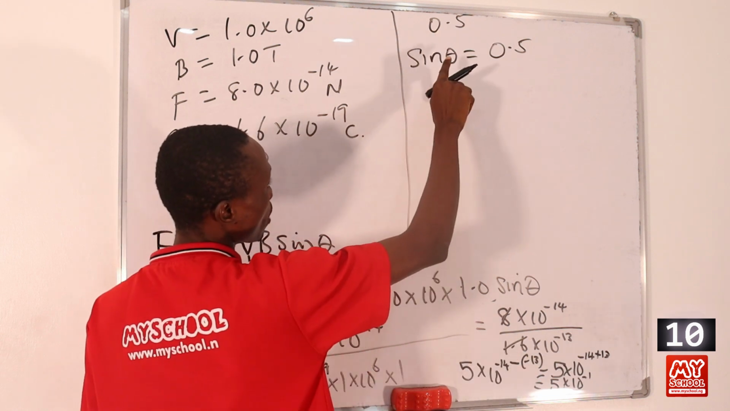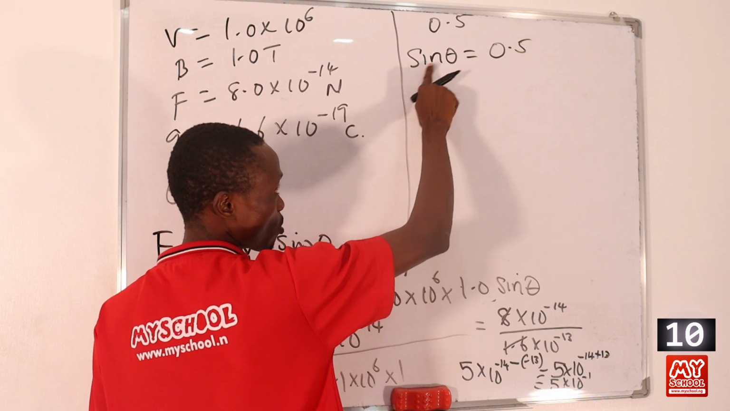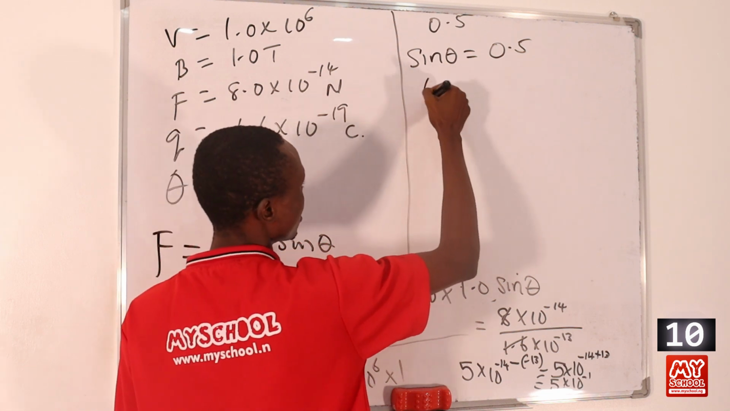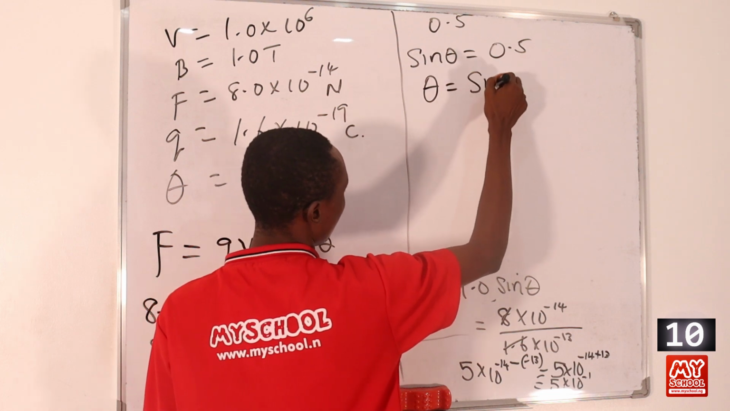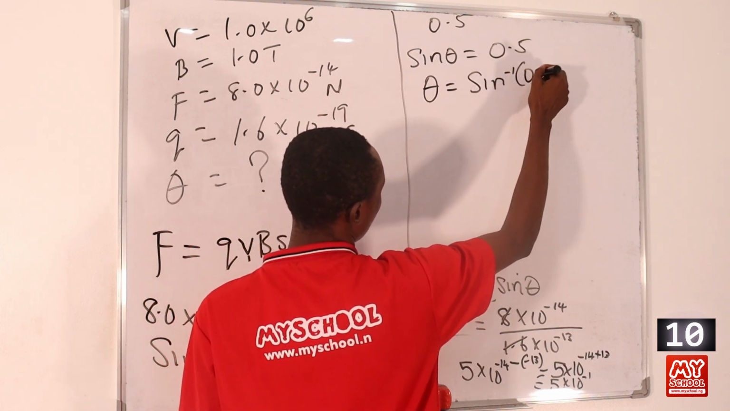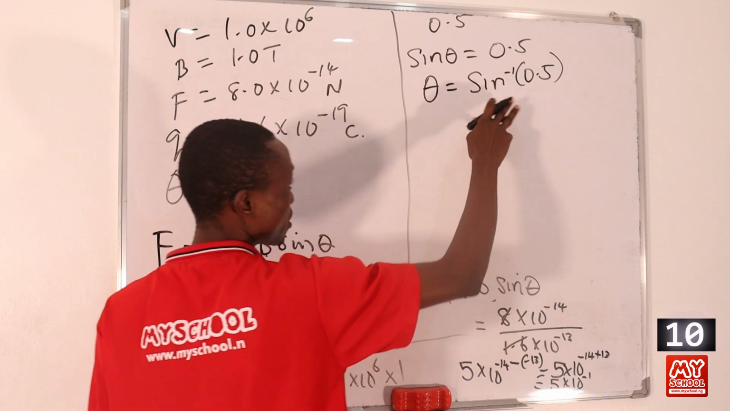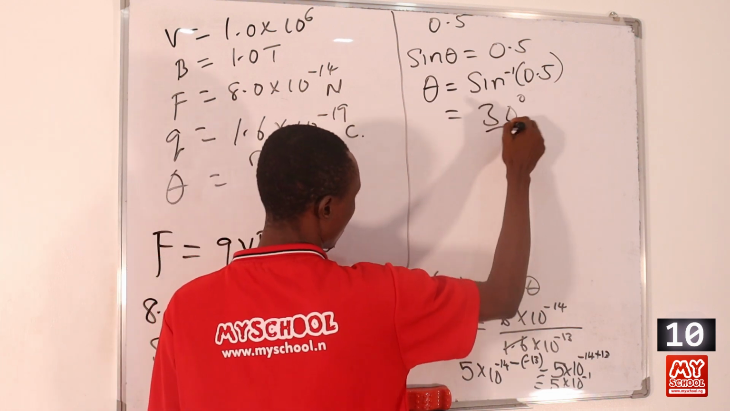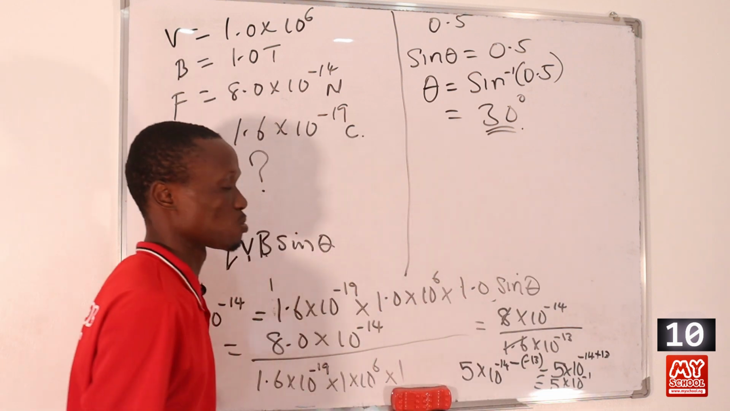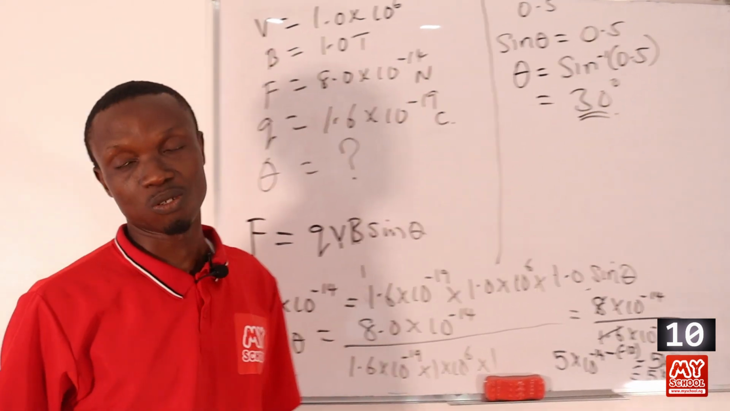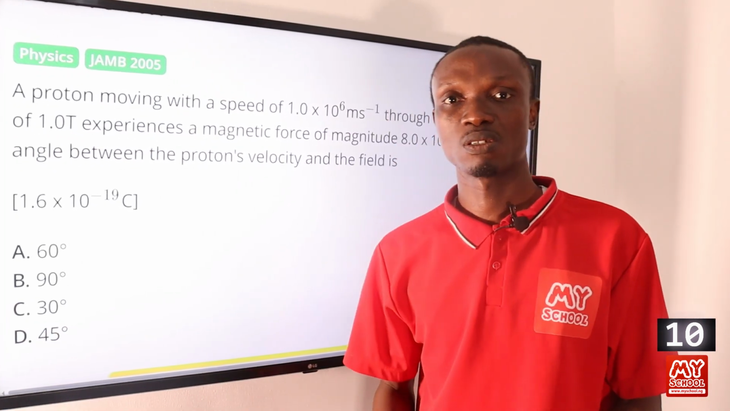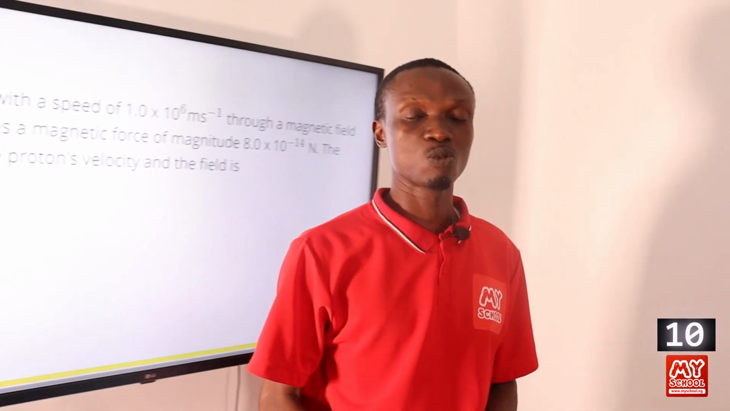Okay, but in this question we are looking for theta, not sine theta, so we have to take the sine inverse of both sides, so that theta is now equal to sine inverse of 0.5. And the sine inverse of 0.5 is equal to 30 degrees. So let's return to the screen to pick the correct answer to this question, and that is option C, 30 degrees.